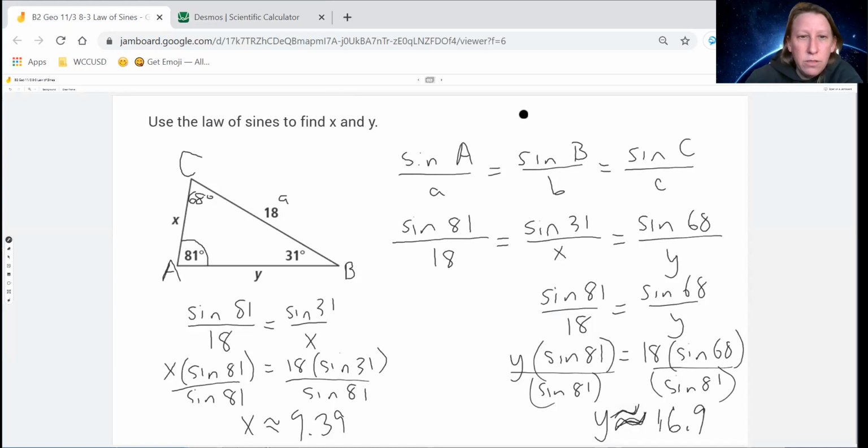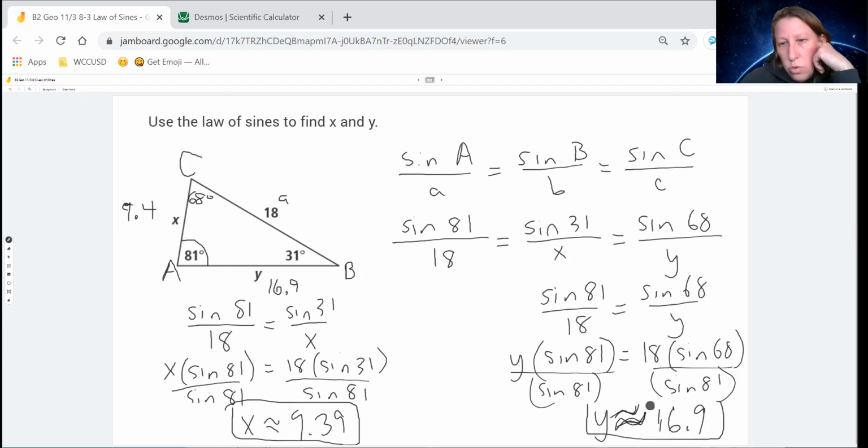Is that reasonable? Is this the shortest side? 9.4. Yes. Is this the next shortest side? So smallest angle, smallest side. Next biggest angle, next biggest side, 16.9. Does this look reasonable? Yep. And 18, longest side, biggest angle. Good. Got it. Woohoo.